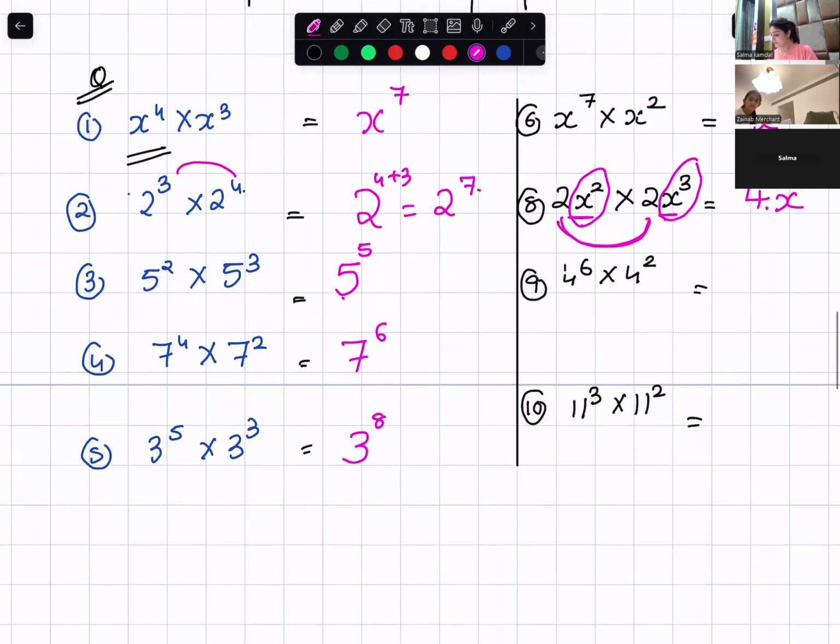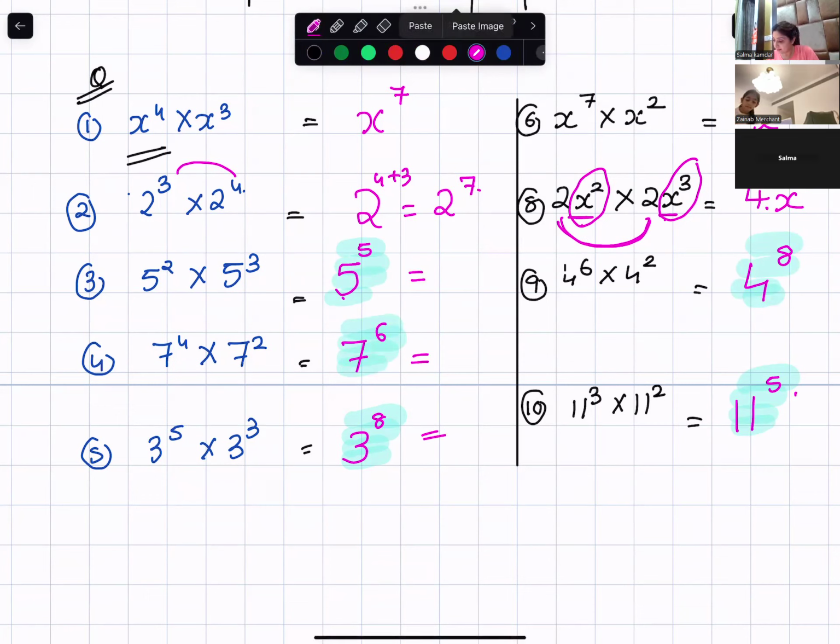Next one. 4 to the power of 8. Then 11 to the power of 5. So now you've understood powers and roots. Now whenever you have only numbers, you see over here, you have to use your calculator and simplify it further.